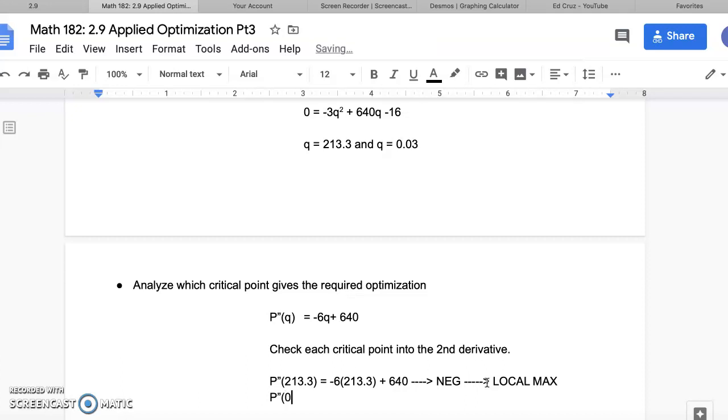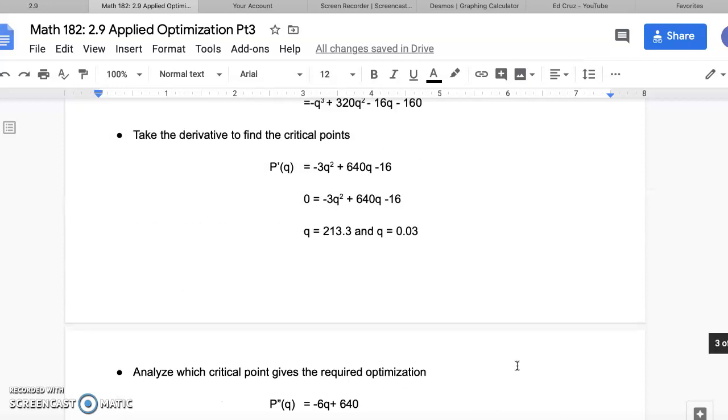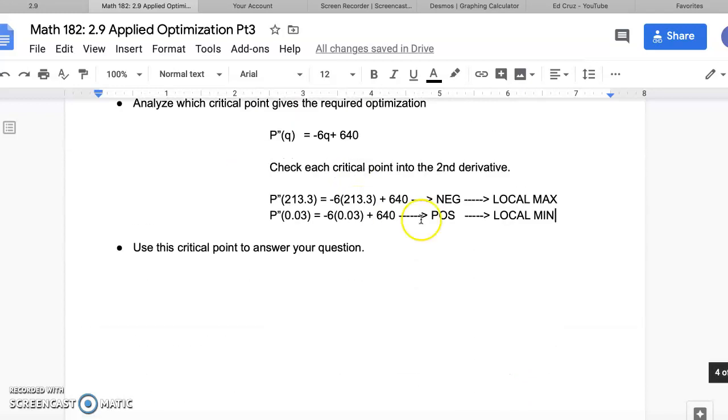For the other one, if we check out the 0.03, that'll be negative 6 times the 0.03, and that's going to be positive. Positive. So what does that mean? That means it's going to give us a local minimum. And what we want to find, according to our problem, is the maximum profit. So that tells us then that a place to check would be 213.3.